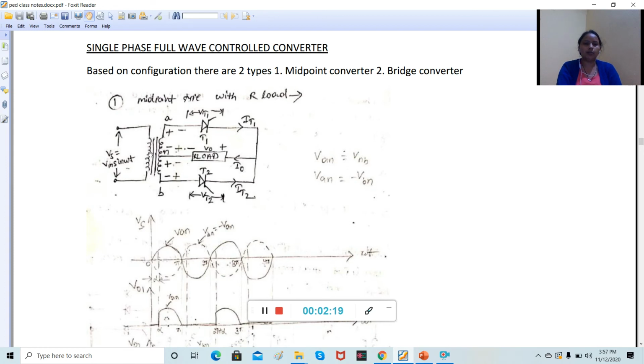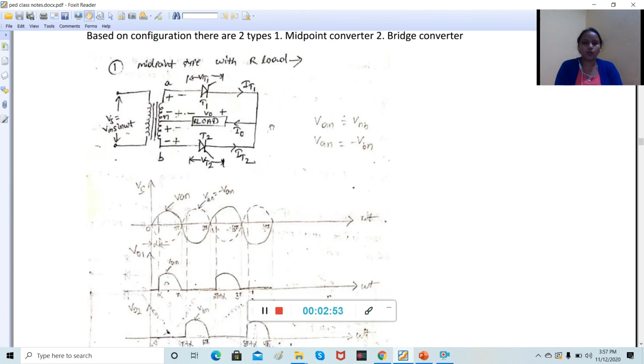In the secondary of the transformer we put a center tap. At the center tap point we take another point that is named as neutral, and here we connect the load. Here the load is a resistive load, and one thyristor T1 is connected and another thyristor T2 is connected. The neutral point is the midpoint of the secondary winding of this single phase transformer.